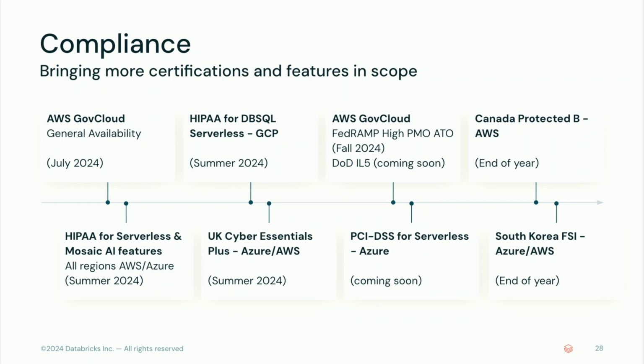So I have good news. We are bringing HIPAA support for all the serverless regions on AWS this summer, hopefully by the end of July, for all the serverless features, okay? And the Mosaic AI features.